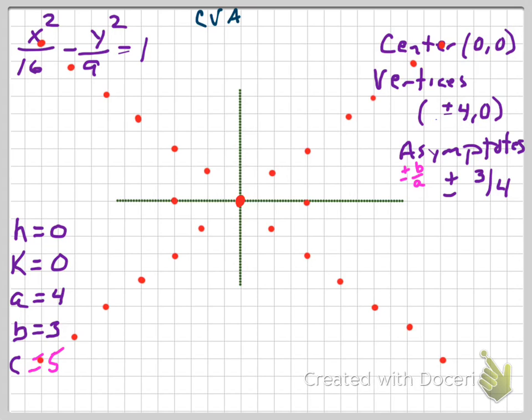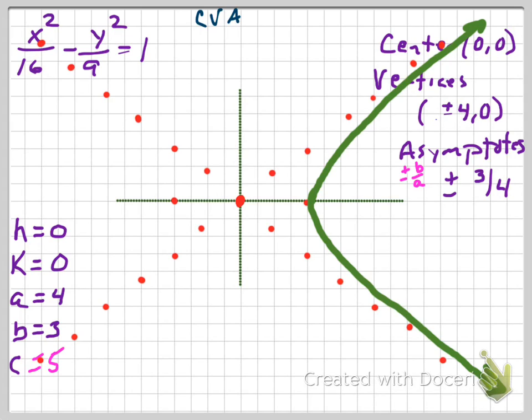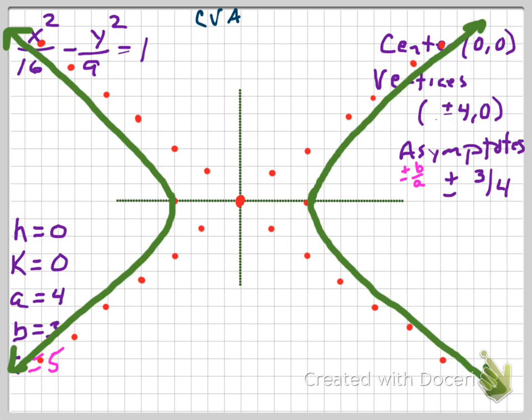Anyway, now we have to graph our parabolas. There's nothing fancy. You just freehand a parabola that goes from that vertex point and then snuggles up to your asymptote. So here's my attempt. It looks like that, and my other one looks like that. And there is the graph of the hyperbola.